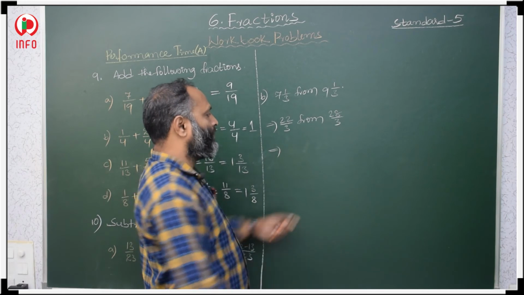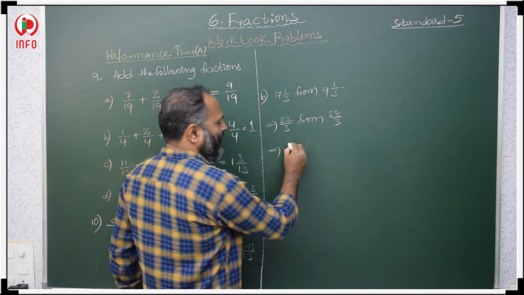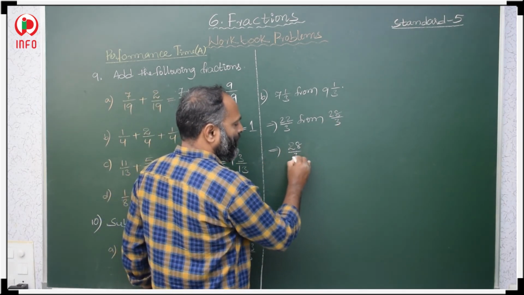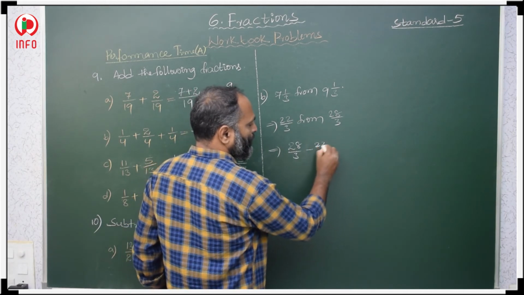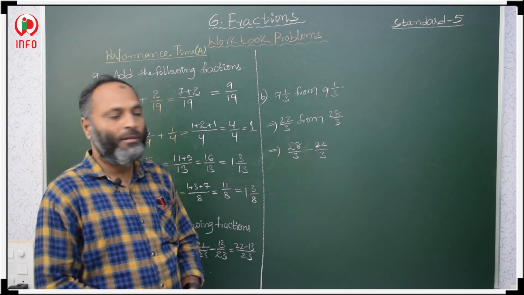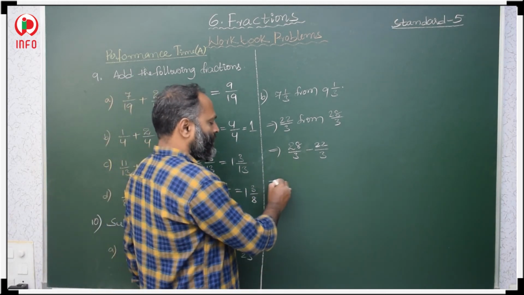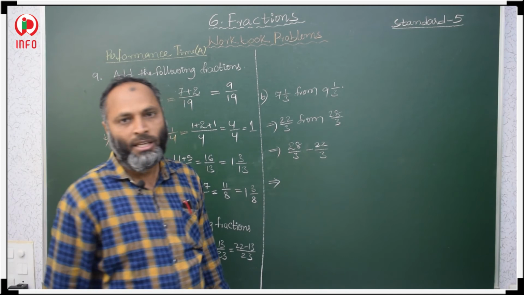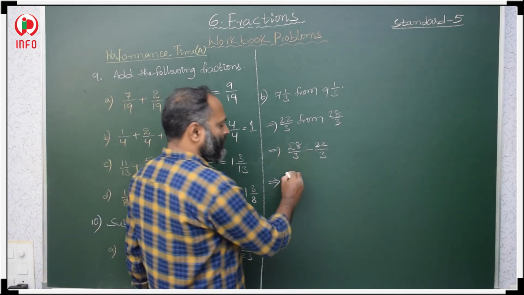From means from the number we have to take first. 28 by 3 minus 22 by 3. From this we have to subtract this one. Then these are like fractions. When like fractions are there, how to subtract? The difference of the numerators.